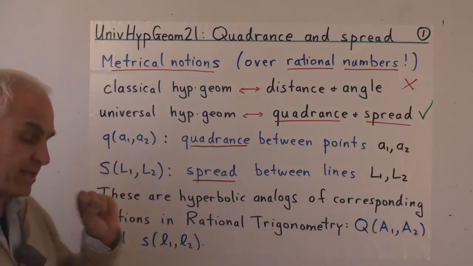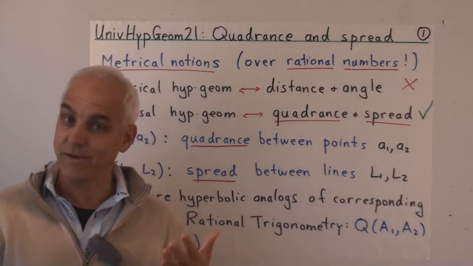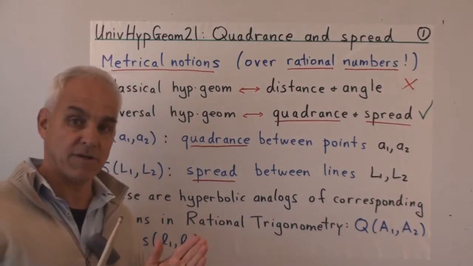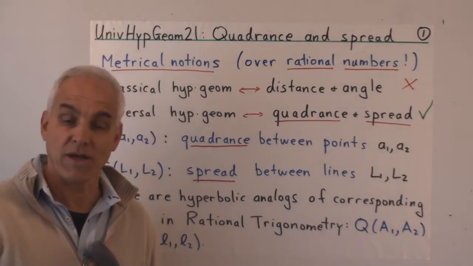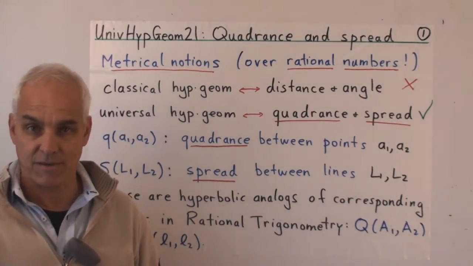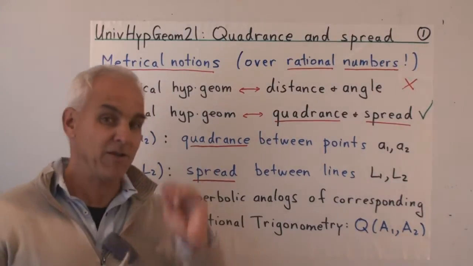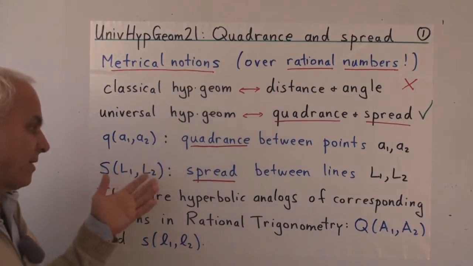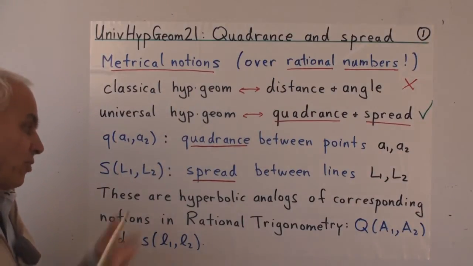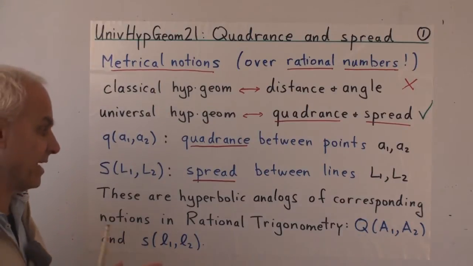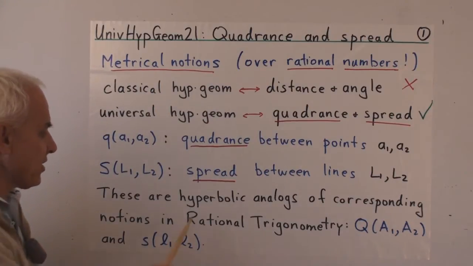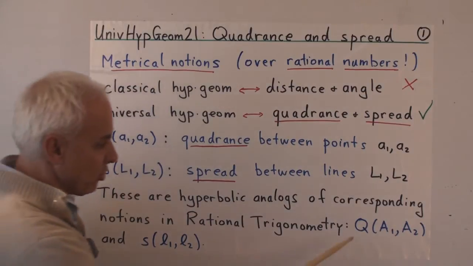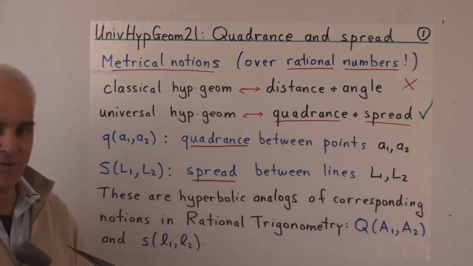So although these terms are the same as used in rational trigonometry in the ordinary Euclidean plane, they have quite a different definition, quite a different interpretation, quite a different meaning here in this hyperbolic setting. So probably, strictly speaking, I should put the adjective hyperbolic in front of these terms, but I won't do that here because we're always going to be in the hyperbolic setting more or less unless I say so. Alright, so these are hyperbolic analogs of the rational trigonometric quantities, which are denoted by capital Q and little s.